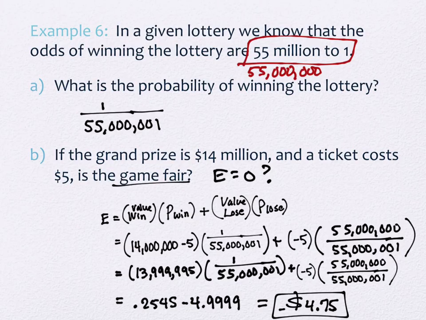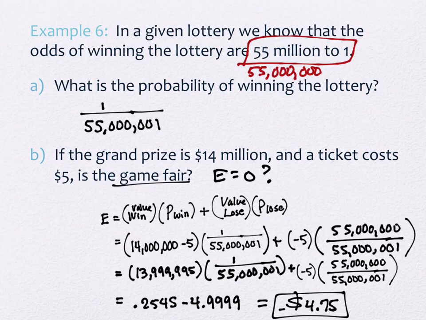Well, it means that if I played the lottery enough times, right? If I played the lottery enough times, the average cost to me per ticket would actually be $4.75. The real cost is $5, right? Assuming that I lose every time. But the average cost played enough times is $4.75.